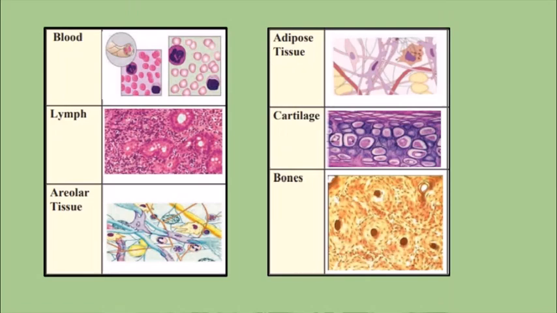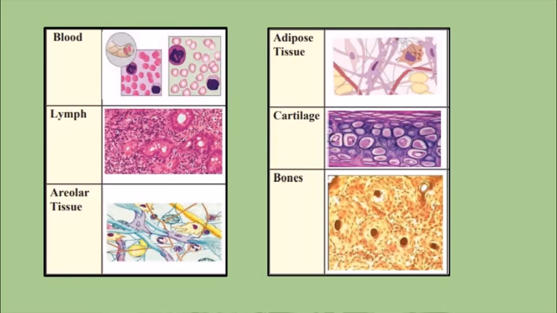The first one is our blood, which contains erythrocytes, leukocytes, platelets, and is present in the liquid plasma. These are located in our closed circulatory system and help in the transport of oxygen, nutrients, hormones, and all the waste material. Next tissue is the lymph.